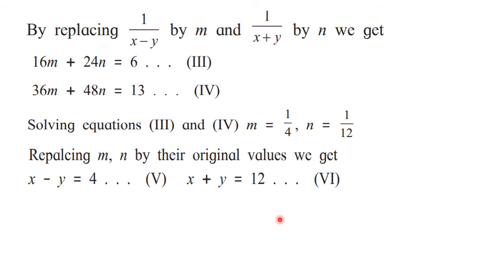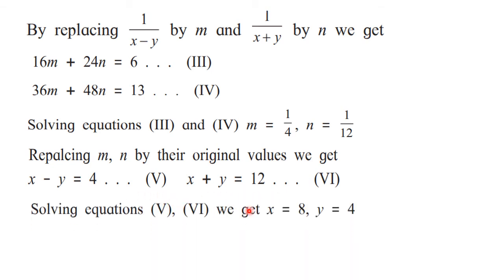So again we got two equations. Again we need to solve. Elimination method will be best here. If you add, then y will be eliminated and you will get value of x. See, x plus x 2x and 4 plus 12 16. So 2x is 16, therefore x is equal to 8 you will get. So when you solve these equations, you will get x is equal to 8 and y is equal to 4. Okay. So we got both the values.